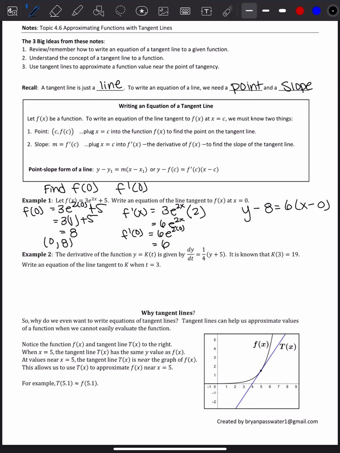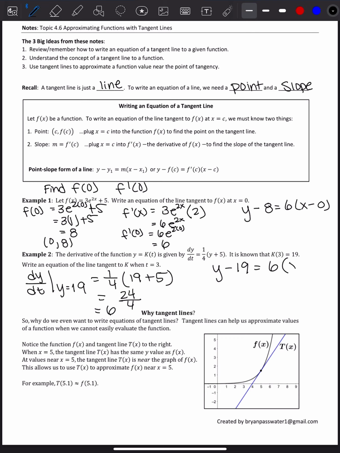So dy over dt evaluated when y is equal to 19. So we have 1/4 times 19 plus 5. 19 plus 5 is 24. And we are going to be dividing that by 4. So we get 6. So y minus 19 equals 6 times x minus 3.